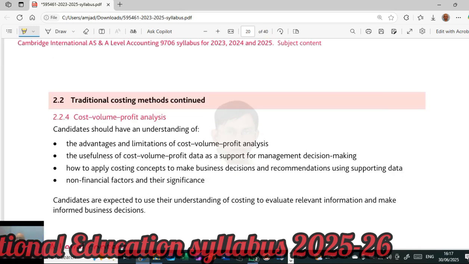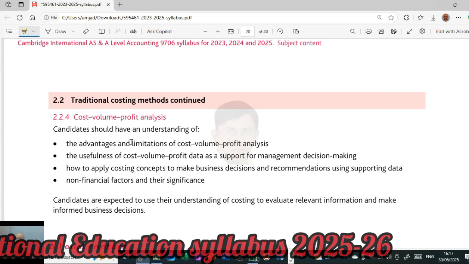So another important topic, cost volume profit analysis. So this is again one topic in cost and management accounting. So very specific to cost and management accounting, very important. And again, these principles are applied in A level as well. So combined questions will be asked from AS level and A level. So you have to be very strong in this, super thorough in this.